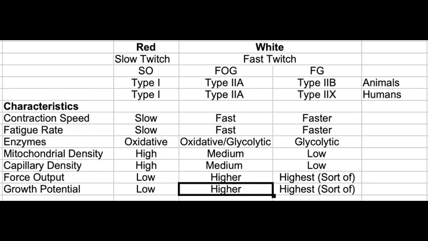Then I list some of the characteristics. Contraction speed, from slowest to fastest: slow, fast, faster. Fatigue rate: slow, fast, faster. Enzymes: oxidative. I said oxidative glycolytic on those type 2A fibers because which one you get depends on how you train. And then fast glycolytic, highest, most glycolytic. Mitochondrial density: high, medium, low. That's consistent with the other characteristics. Force output and growth potential, I put low, higher, and then highest, sort of, and I'll explain that momentarily.